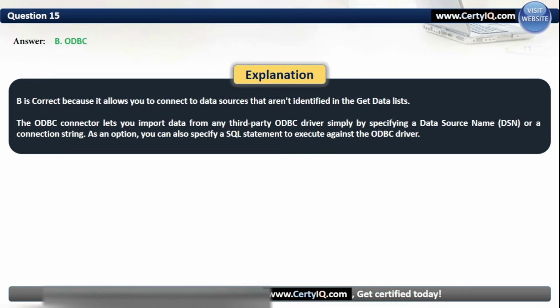ODBC. B is correct because it allows you to connect to data sources that are not identified in the Get Data list. The ODBC connector lets you import data from any third-party ODBC driver simply by specifying a data source name or a connection string. As an option, you can also specify a SQL statement to execute against the ODBC driver.